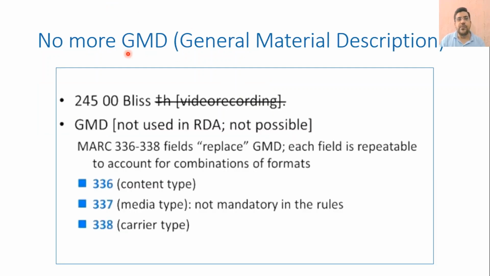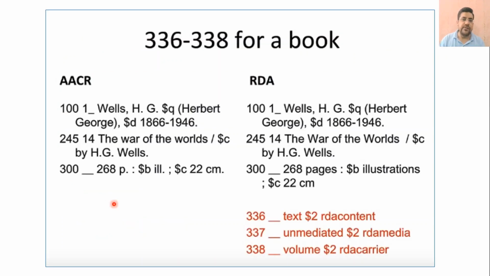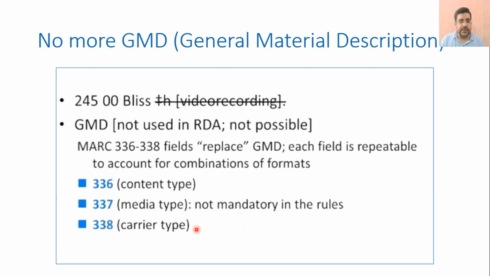And then GMD, we provide GMD in AACR2. So the general material designation is GMD, and there's no need to provide GMD, but instead of GMD we have to provide three more fields in RDA: the content type, media type, and the carrier type. And these three fields are actually mandatory, except the second one, 337, the media type. If you provide the media type, that's okay, but it's not actually mandatory in the rules.